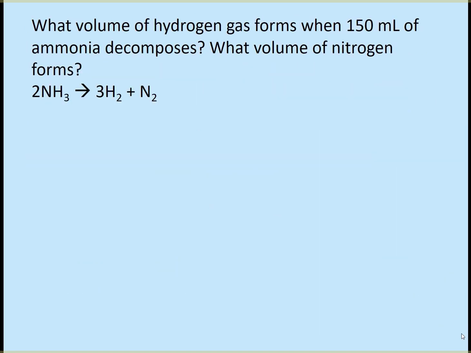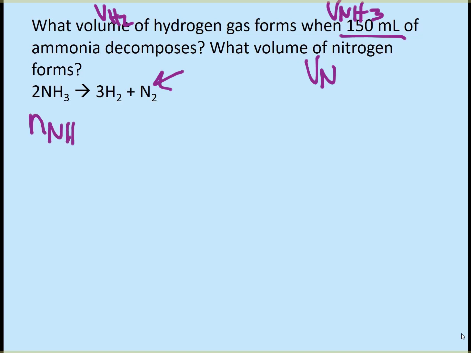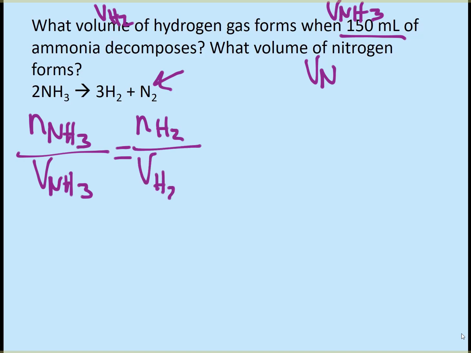What volume of hydrogen gas forms when 150 milliliters of ammonia, so this is the volume of my ammonia, decomposes, and then here's a balanced equation they gave for us, and it says what volume of nitrogen forms. So we want to find the volume of hydrogen, and the volume of nitrogen. So let's write our formula. So we know about ammonia, the NH3. We know both of those. So moles of NH3 divided by the volume of NH3. And let's do the hydrogen first. So moles of hydrogen divided by the volume of the hydrogen. And we are going to solve for the volume of hydrogen.